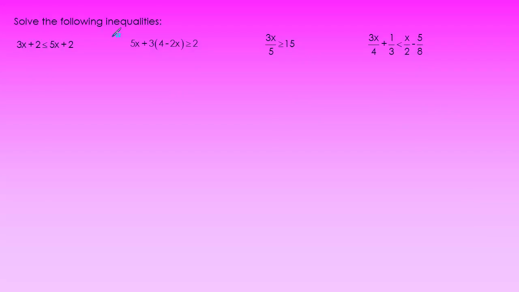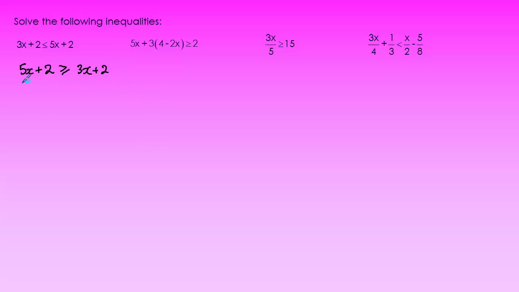Solve the following inequalities. So we have 3x plus 2 is less than or equal to 5x plus 2. The larger number of x's is the 5x, so I want that one on the left. So 5x plus 2, I need to make sure the same end of the inequality faces the 5x plus 2, so that's the greater than, the crocodile's mouth. And then we have 3x plus 2 on the other side.